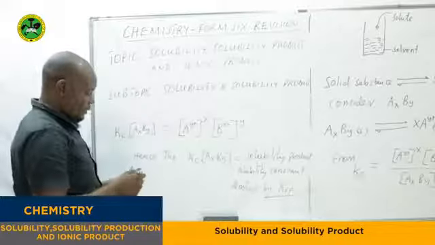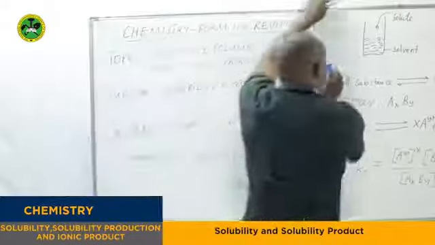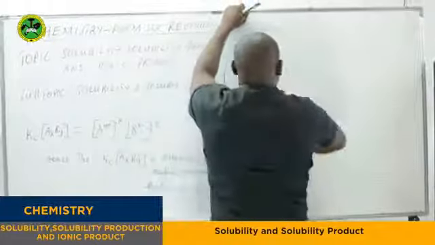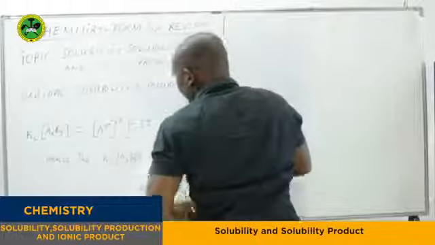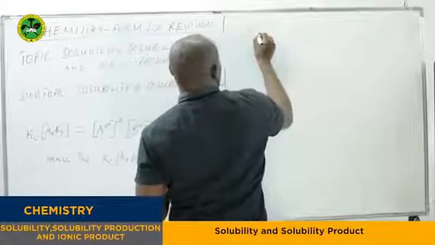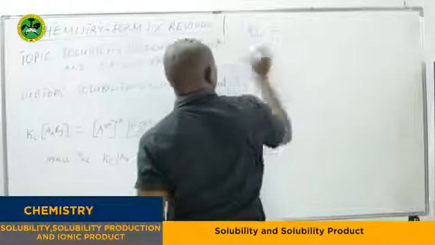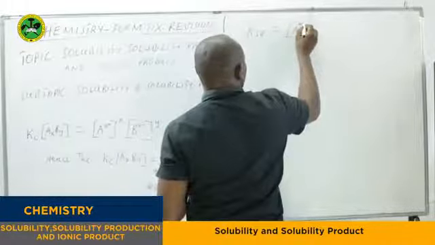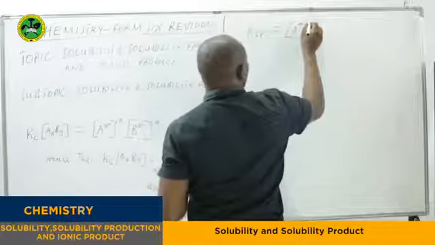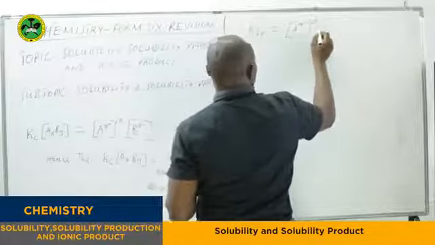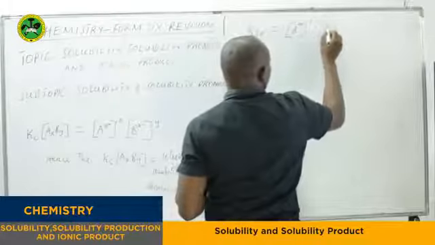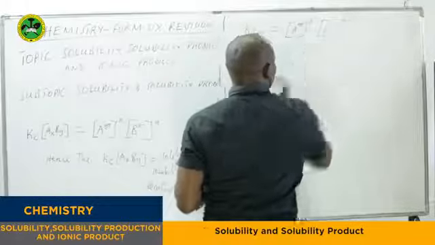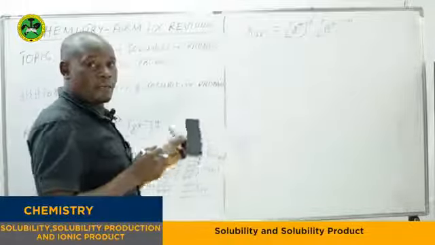From that equation, it means that the KSP of our equation will be equal to the concentration of A raised to the power Y, times the concentration of B negative raised to the power X, raised to the power Y. So that is our solubility constant or product.